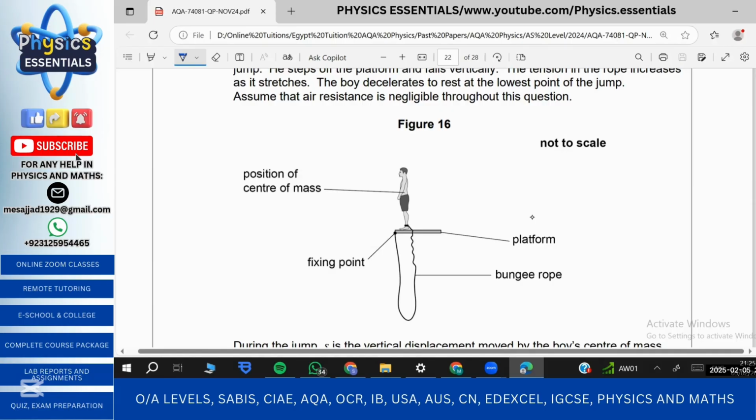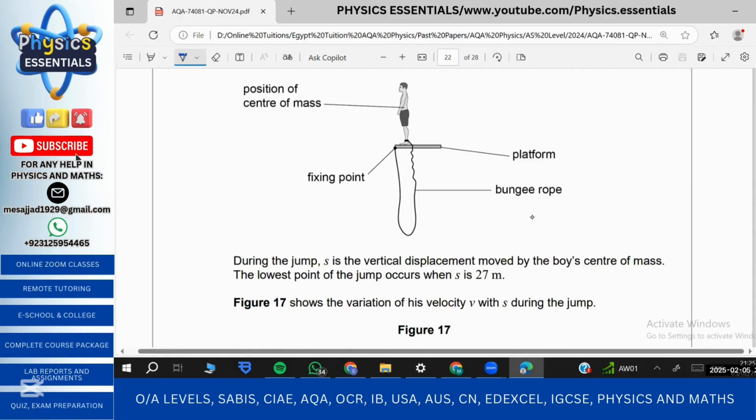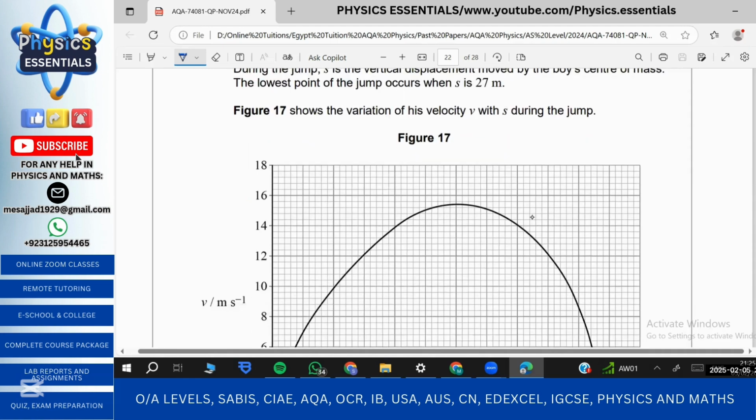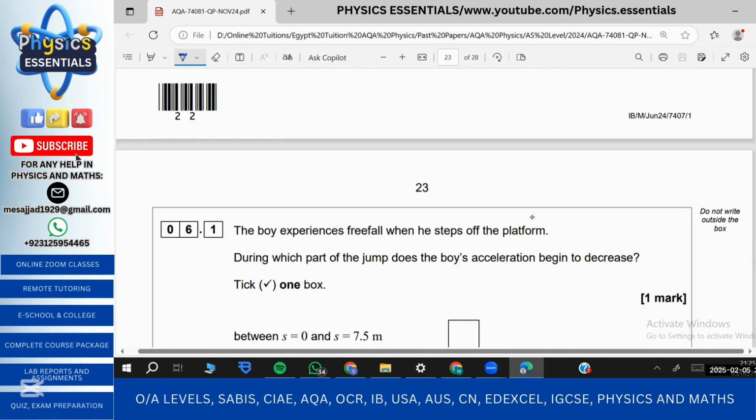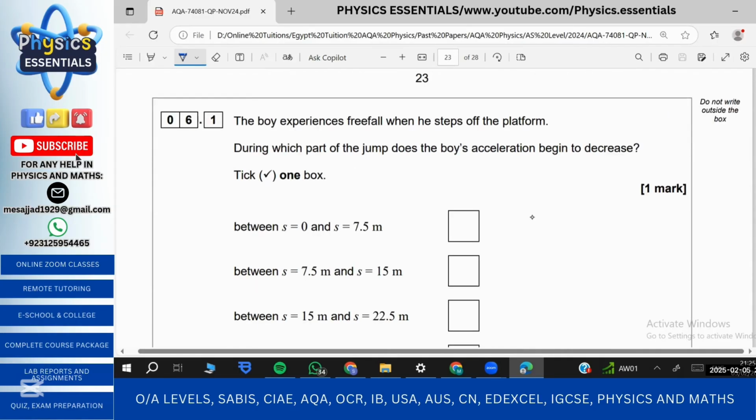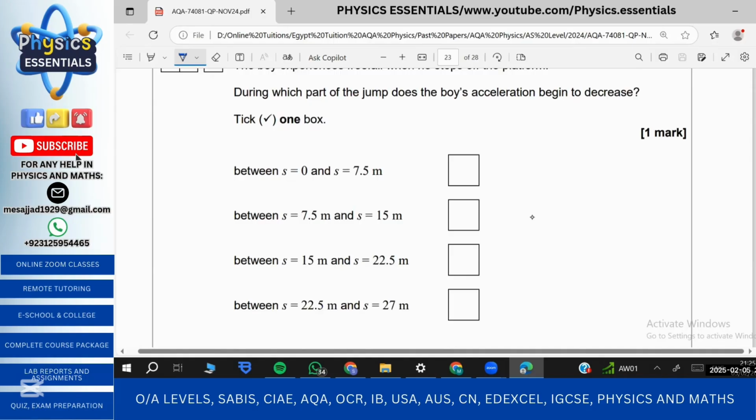During the jump, S is the vertical displacement moved by the boy's center of mass. The lowest point of the jump occurs when S is 27 meters. Figure 17 shows the variation of his velocity V with S during the jump. The boy experiences free fall when he steps off the platform. During which part of the jump does the boy's acceleration begin to decrease?